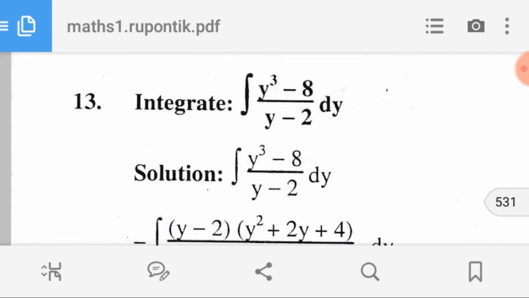And similarly, problem number 13 can be solved. That is the integration of (y cube minus 8) divided by (y minus 2) with respect to dy.